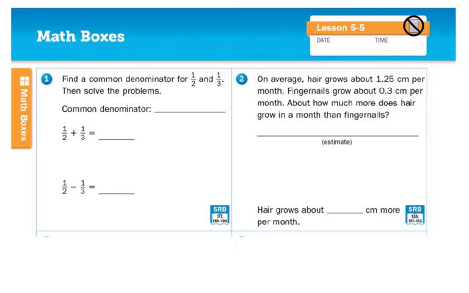Let's go ahead and do a little bit of review on the math boxes on page 168. Number 1 says, find a common denominator for 1/2 and 1/3. What is the common denominator? Well, I could write out the multiples. 2, 4, 6. 3, 6. I could use 6 as my common denominator.